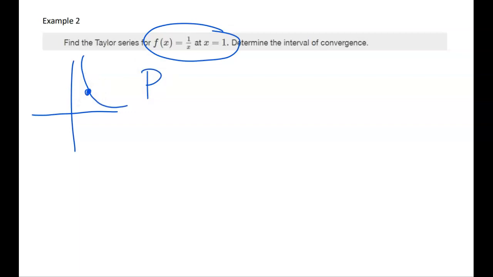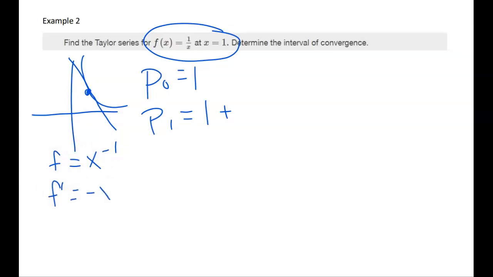So our first one is a degree of nothing, so it's just 1. Let's see, P1 is then 1 plus, what is the derivative there? So f is x to the negative 1. So f prime is negative x to the negative 2. And I'm plugging in 1, so it's going to be negative 1 times (x minus 1). Well, that makes sense. That's negative x plus 2 as a line. And if you were to take that out, you would end up getting negative x plus 2.